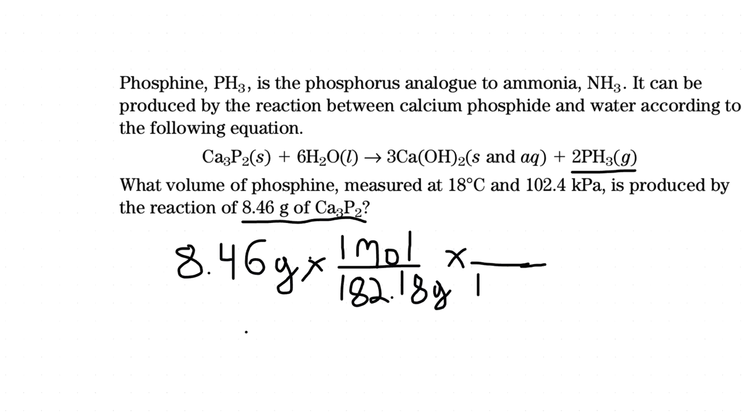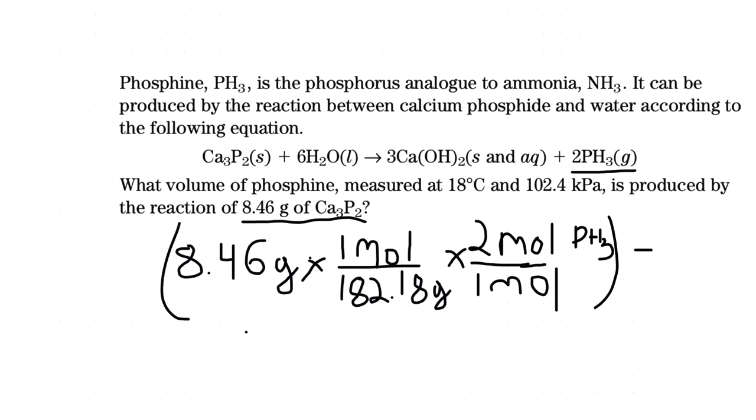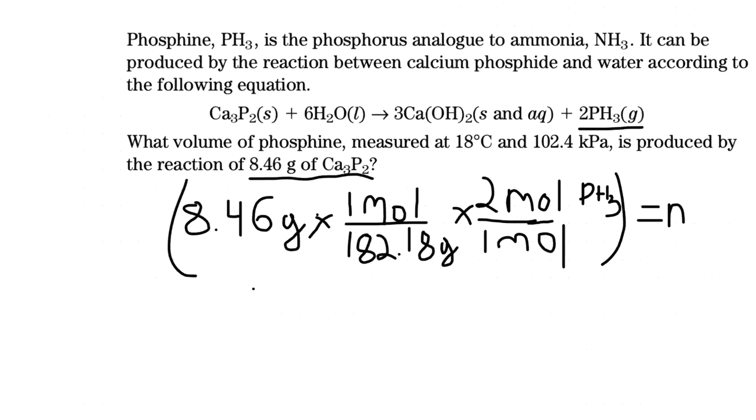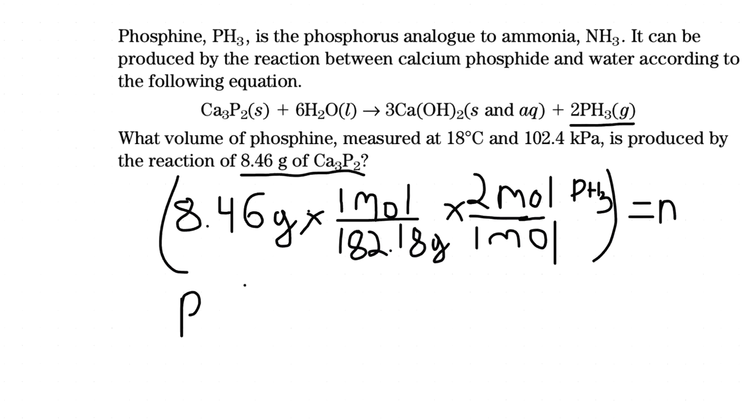So for every 1 mole of that, I get 2 moles of PH3. All right, that's going to be our n. Your R is going to be different. It's 8.314 liters kilopascals over moles Kelvin.